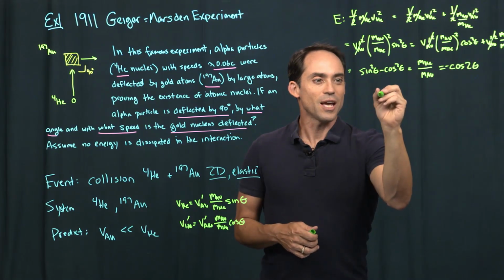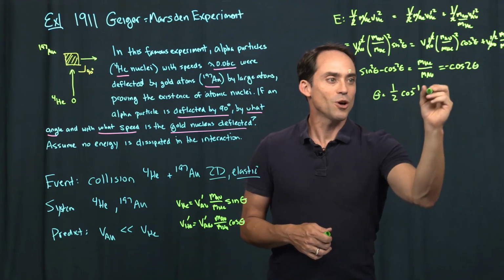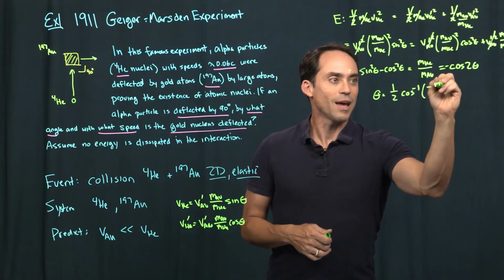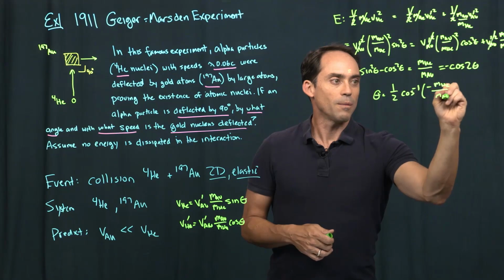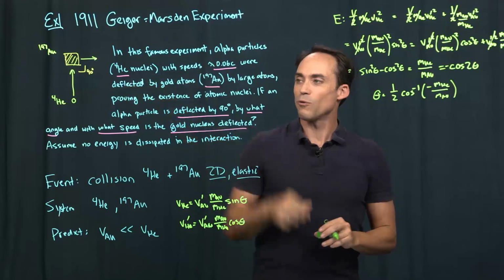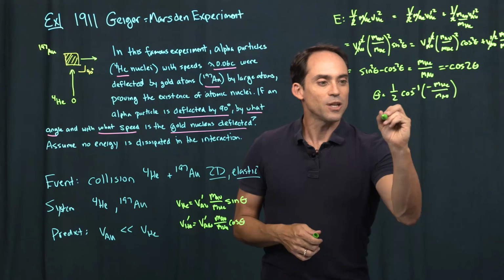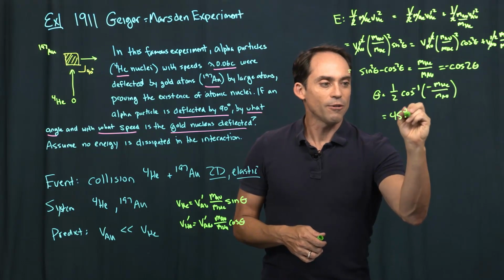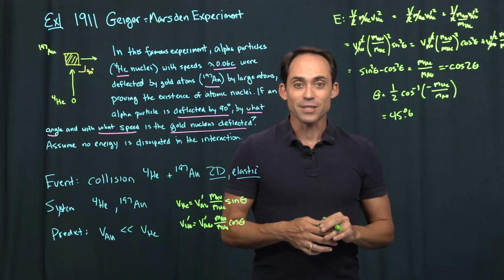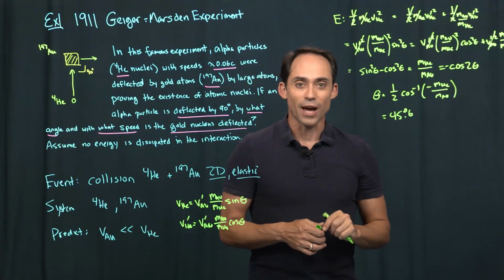So that gives us theta is just 1/2 times the inverse cosine, and I should say this is of minus M_He over M_Au. And we have expressions for those masses. It's just 4 over 197. And so if you throw all these numbers in, what you'll find is you get a number that's equal to 45.6 degrees. And I'm giving it in slightly higher accuracy than I actually know my numbers, just to give an idea of how close it is to 45 degrees.